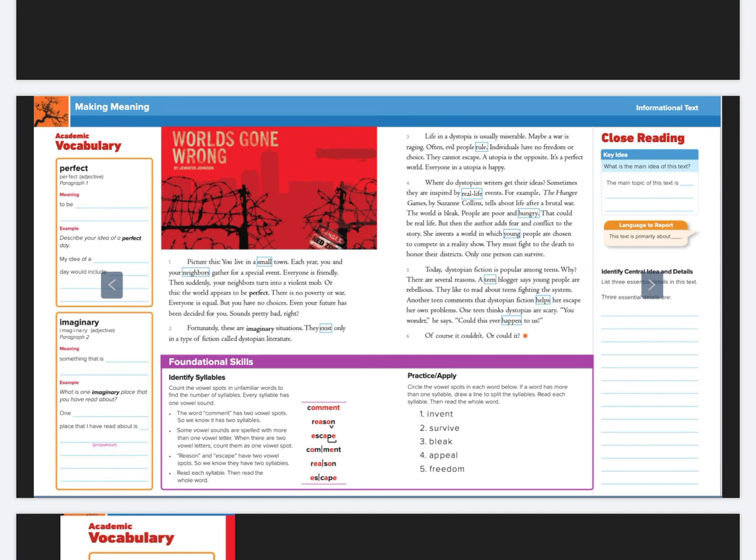Fortunately, these are imaginary situations. They exist only in a type of fiction called dystopian literature. Life in dystopia is usually miserable. Maybe a war is raging. Often evil people rule. Individuals have no freedom or choice. They cannot escape. A utopia is the opposite. It's a perfect world. Everyone in a utopia is happy. Where do dystopian writers get their ideas? Sometimes they're inspired by real-life events. For example, The Hunger Games by Suzanne Collins tells about life after a brutal war.